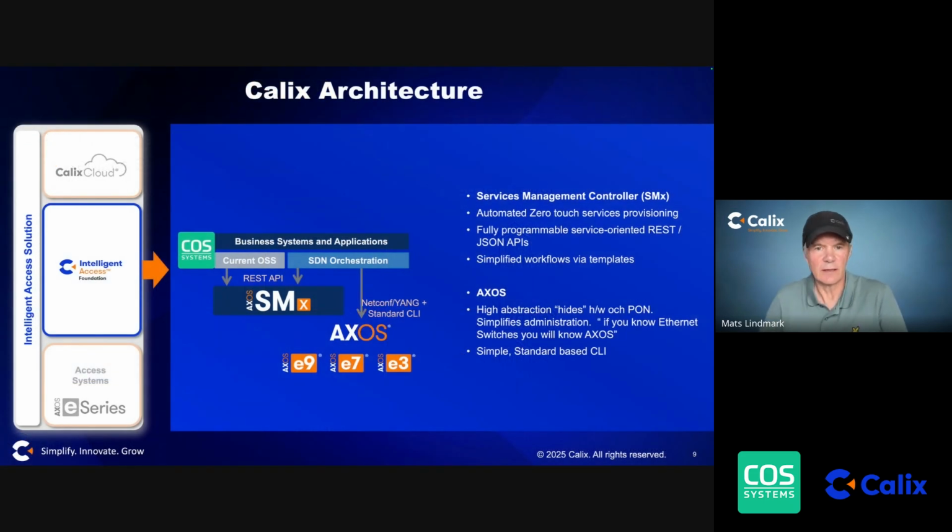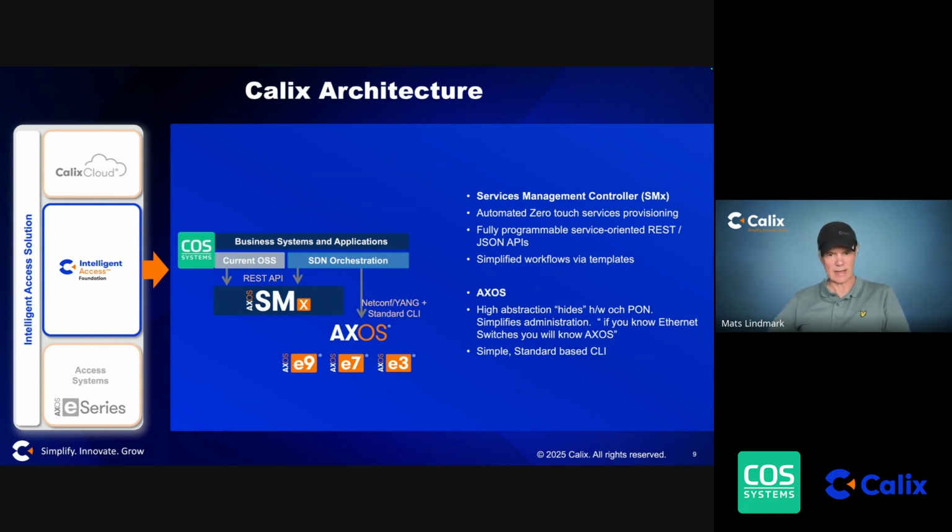Okay, on this slide we can see something that Spencer will demo for you in a couple of minutes. This is the full platform, including the COS system all the way to the left. The COS system uses a standards-based REST API to talk to our SMx controller, the Calix SMx controller. Underneath that standards-based API, we have the XGS-PON platforms, the E9, the E7, and the E3s, using the AXOS operating system.